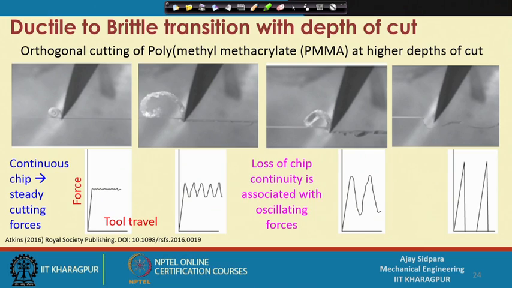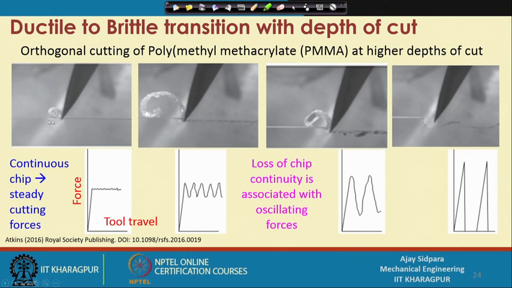In the last class we have seen one example where the ductile cut plays an important role in the cutting of a brittle material, and we have seen how this signature can be captured by means of measurement of forces, because we are not able to get the visual information of this particular cutting operation throughout the machining. This is what we have seen here.